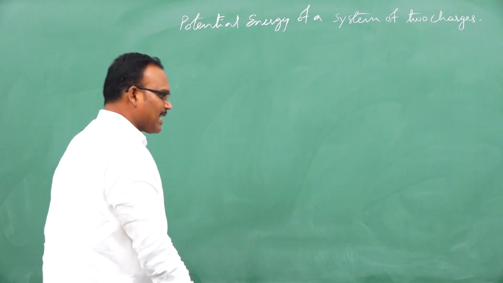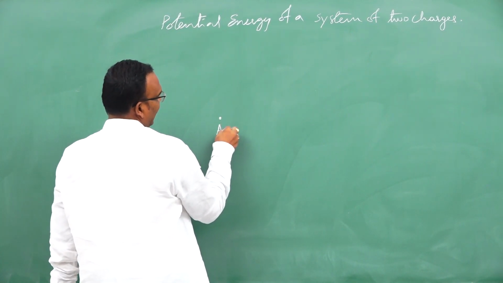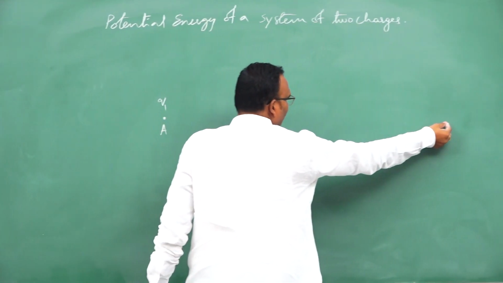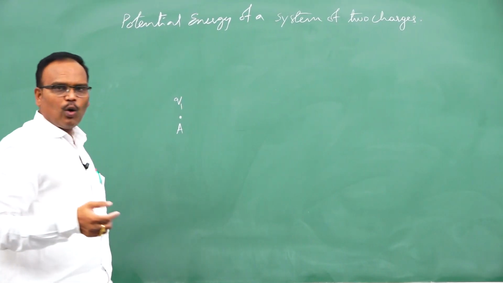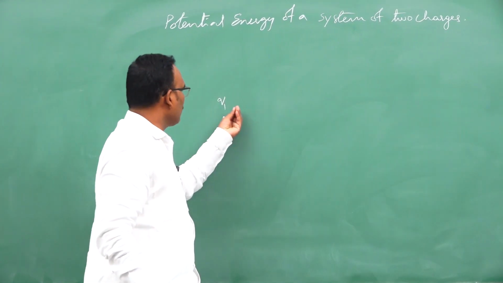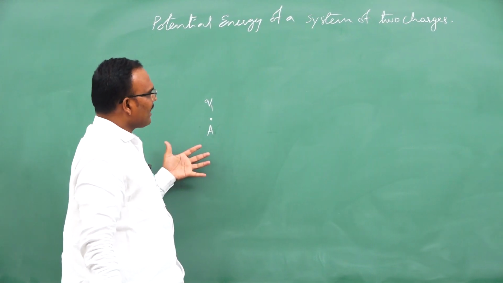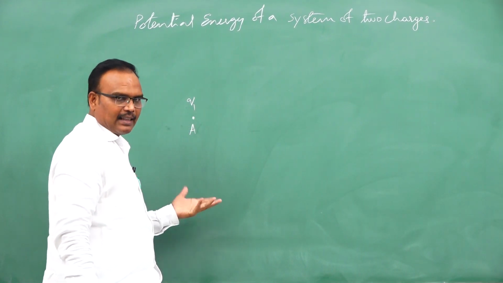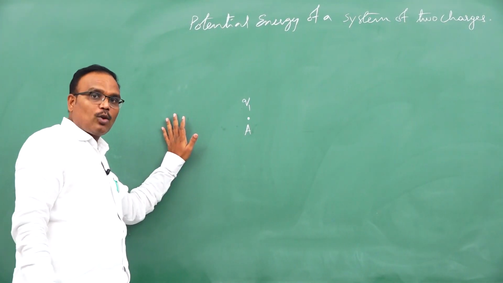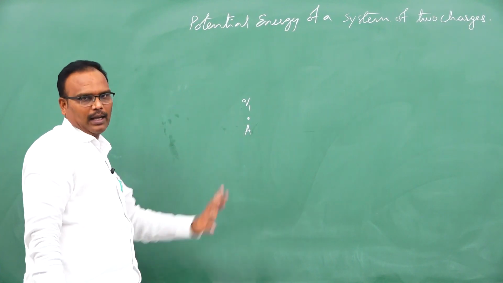First, I will bring one charge, Q1, from infinity to point A. To bring this charge Q1 from infinity to here, there is no need to do any work, because when I am bringing a charge from infinity to point A, only one field exists. That field is produced by this charge, that's it. There is no other external field in this region. That means there is no interaction of fields. So that's why no need to do any work.